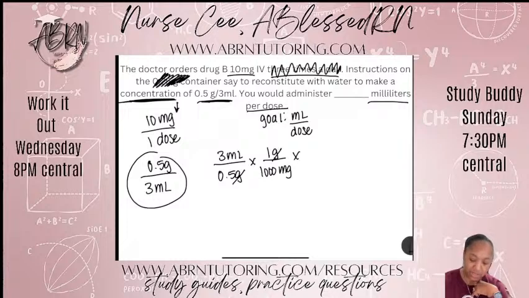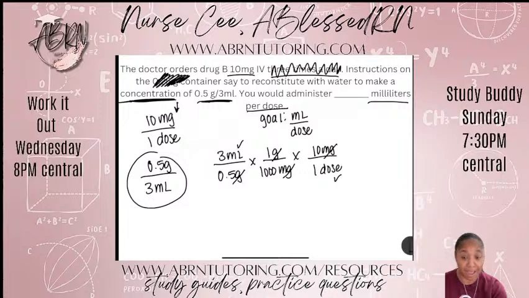So 1 gram is 1,000 milligrams and your milligrams are gone. Okay. So what are we doing now? 10 milligrams is 1 dose. So you see milligrams crosses out and now you have milliliter on the top and dose on the bottom. And isn't that what the goal asks us to solve for? Now you can do the math.